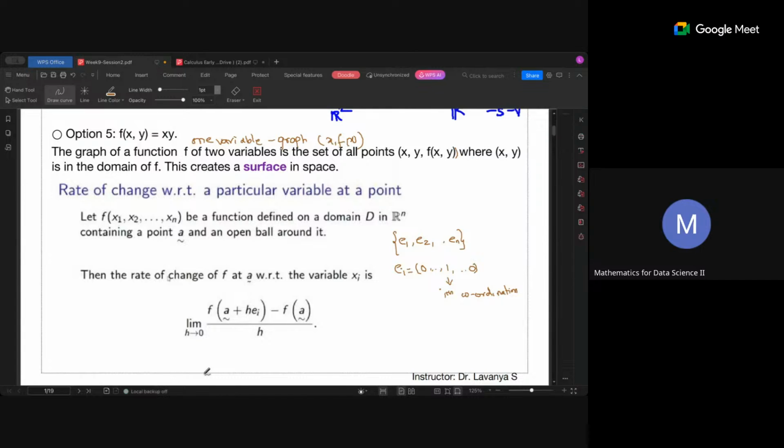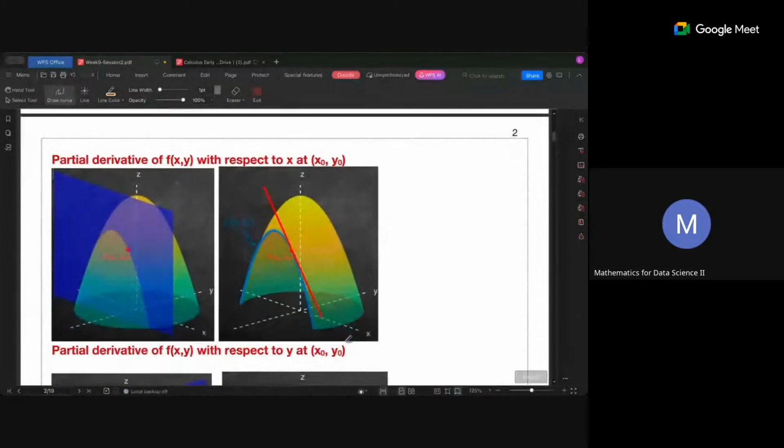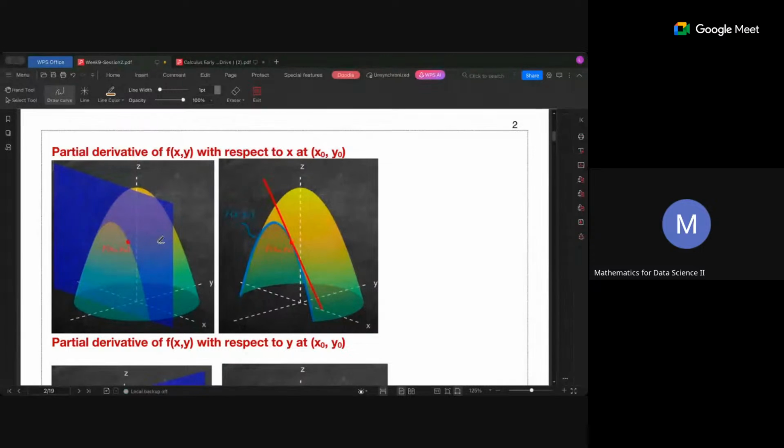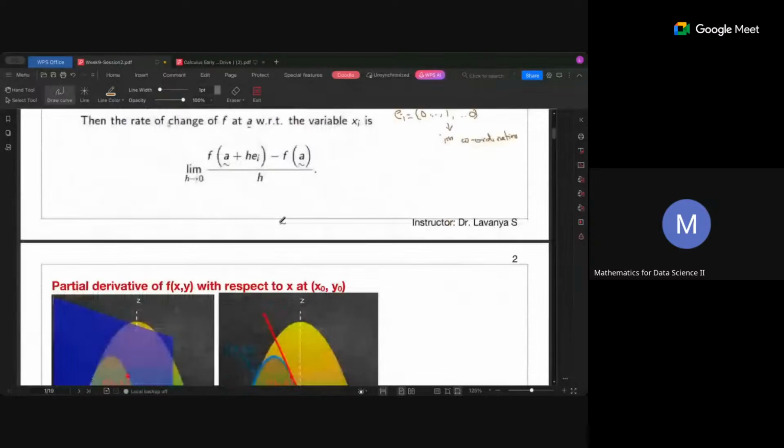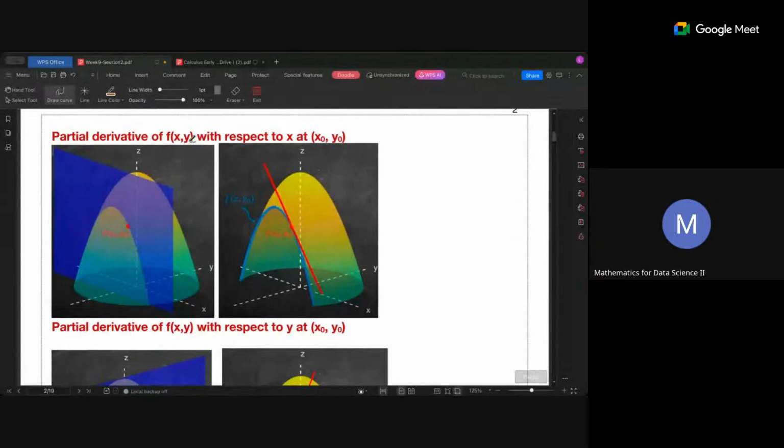Okay, so just looking at this formula, you may find it very vague. Just let us look at this graph. Rate of change is the same as derivative in the case of one variable. In the case of multivariable, that coincides with partial derivatives. So imagine you are having a surface here. What is a partial derivative of this surface, f of x comma y with respect to x at x naught comma y naught? At this particular point, what is the partial derivative we are talking about?